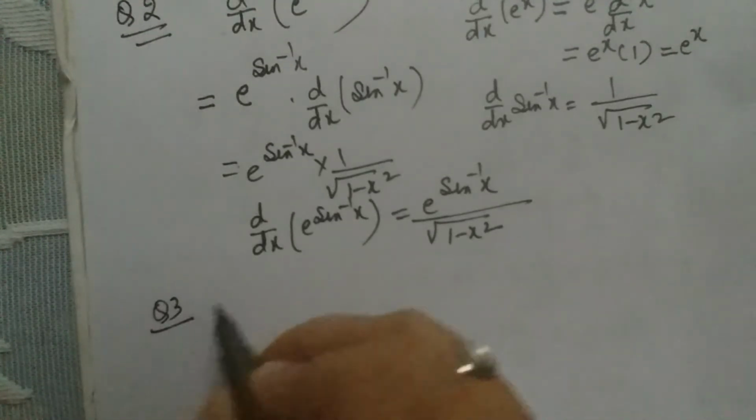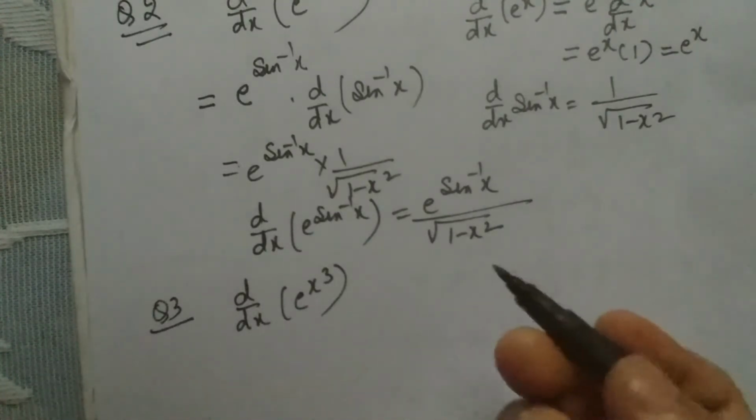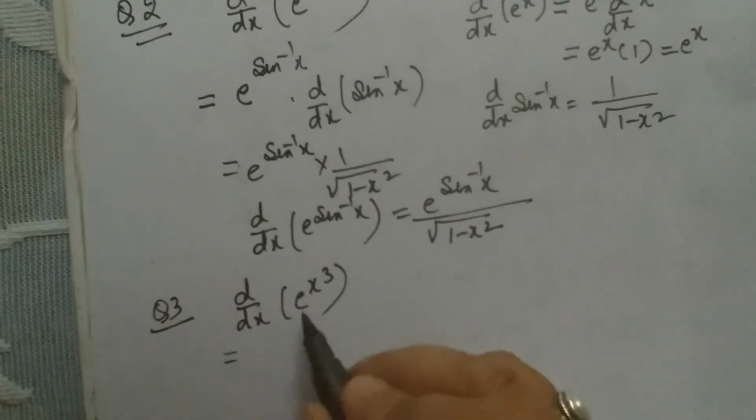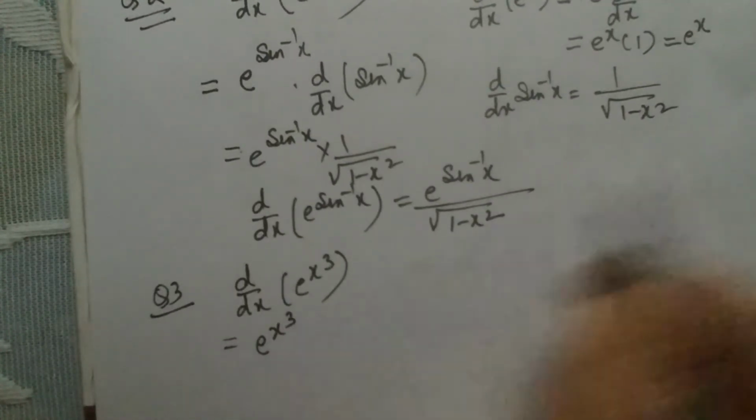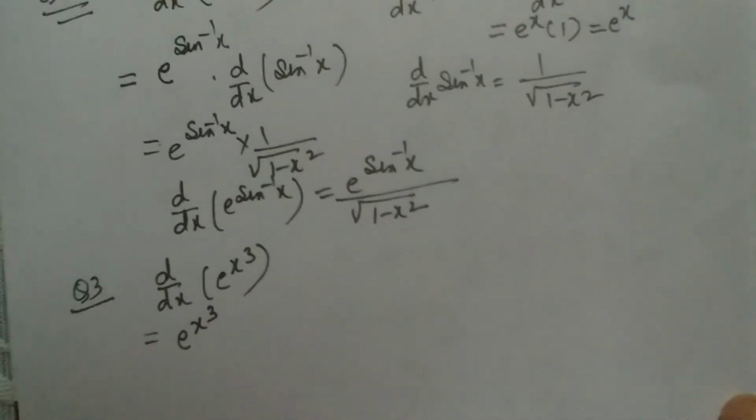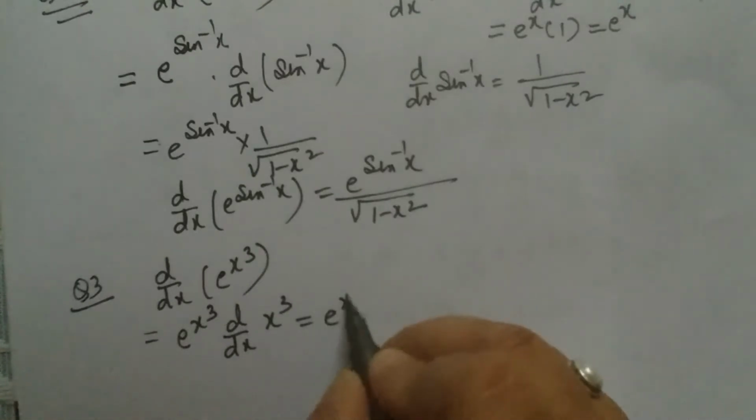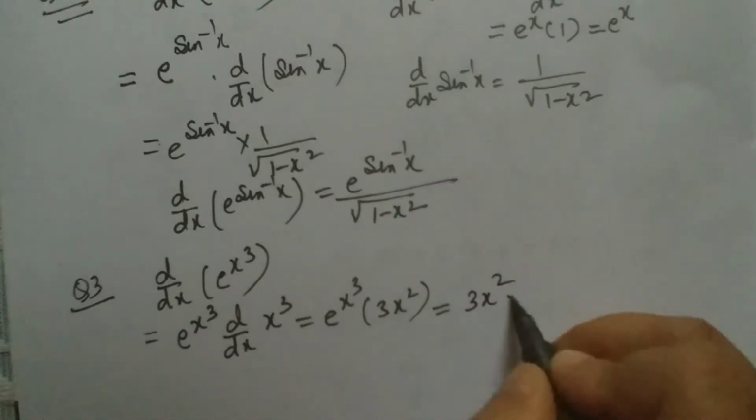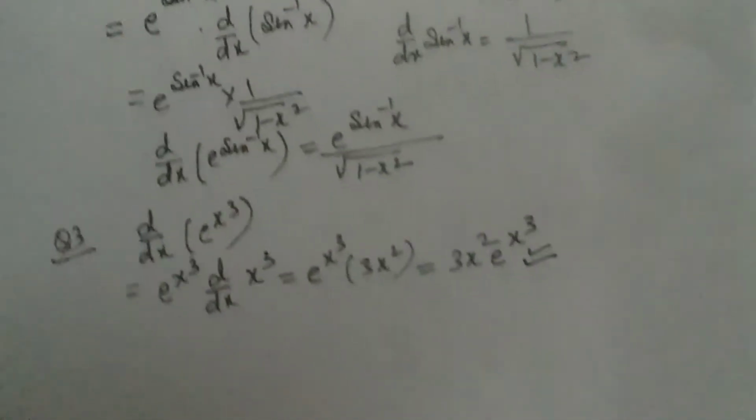Okay, question number 3. Now question number 3 is: differentiate e raised to power x cube. Now similarly as we did in the earlier question, how will it go? Firstly treat it as e^x. So it will be e raised to power x cube into d/dx of x cube. So it is e raised to power x cube into 3x square. So this is 3x square into e raised to power x cube. So this is the required derivative. Okay, this is how we differentiate it.